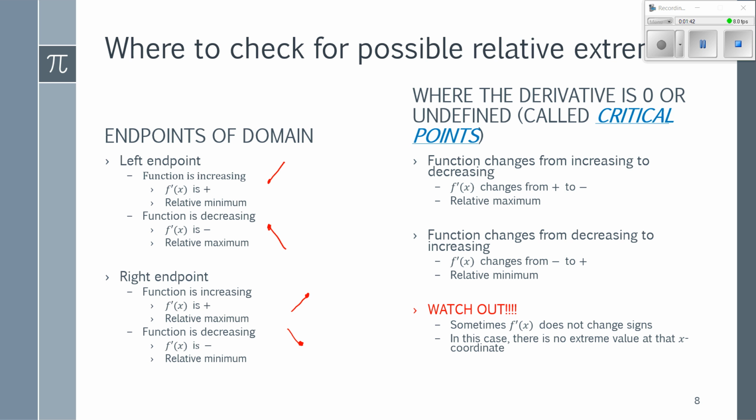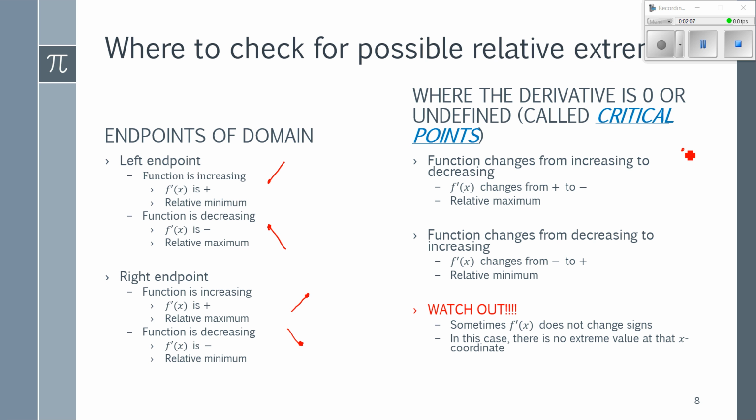To find where a function is changing directions, we look at what are called critical points, which is where the derivative is 0 or undefined. So with the derivative being 0, that means we have a horizontal tangent. And so when we did motion, we looked at this idea that, hey, when I have a horizontal tangent, there's the possibility of my object changing direction.